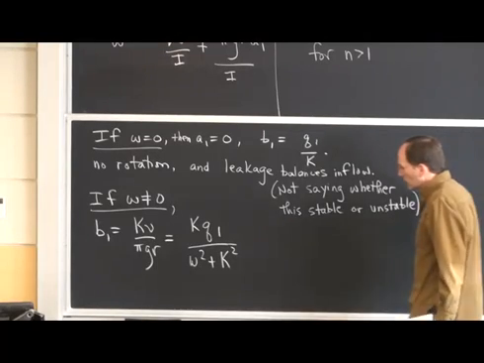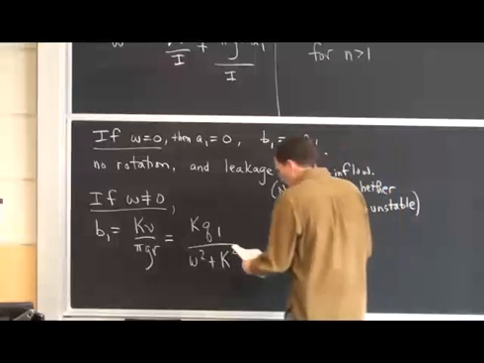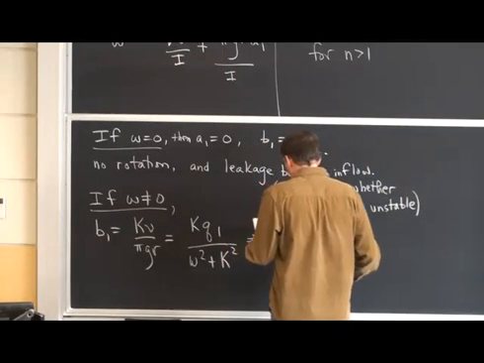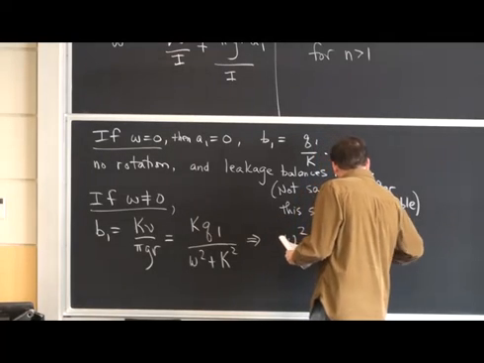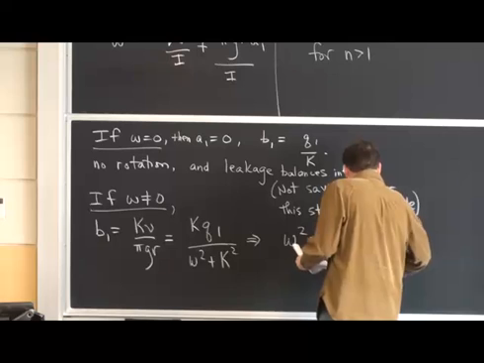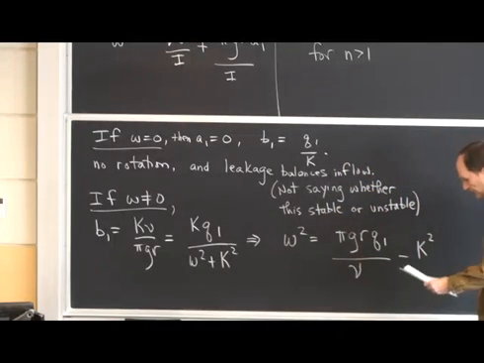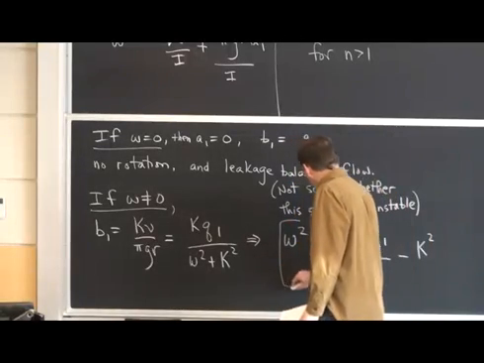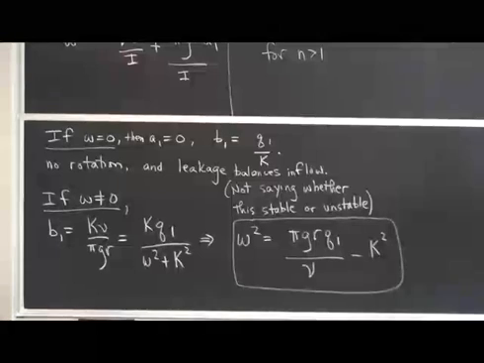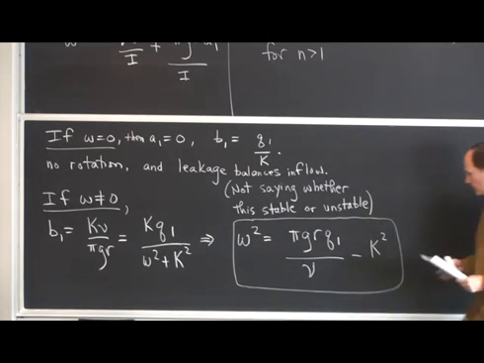And the interesting thing is to look for the value of the variable omega, which if you solve for omega, then you get omega squared equals pi GR Q1 over nu minus K squared. So let's put that in a box. That is, it's predicting what the rotation speed will be in steady state in terms of these other parameters.